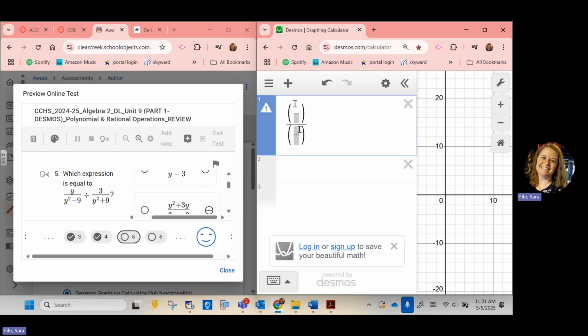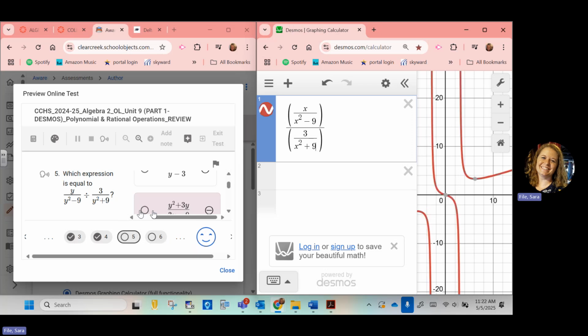Okay, so the first one, the dividend, is x over x squared minus 9. And then the second one, what we're dividing, the divisor, is 3 over, and then again, we're using x's instead of y's, so it's x squared plus 9. So that's what we're originally given. Okay, it's going to be written like a fraction instead of seeing this division symbol in DESMOS. And then you just check your answer choices.